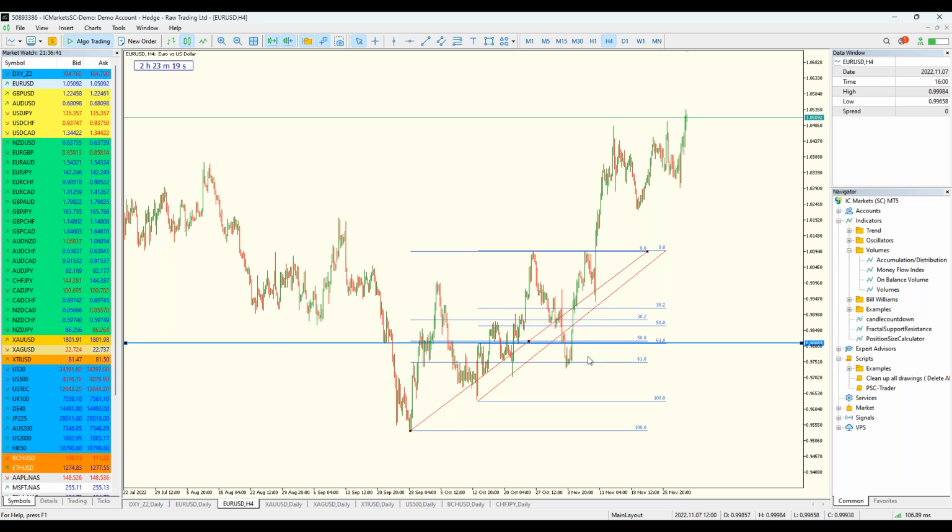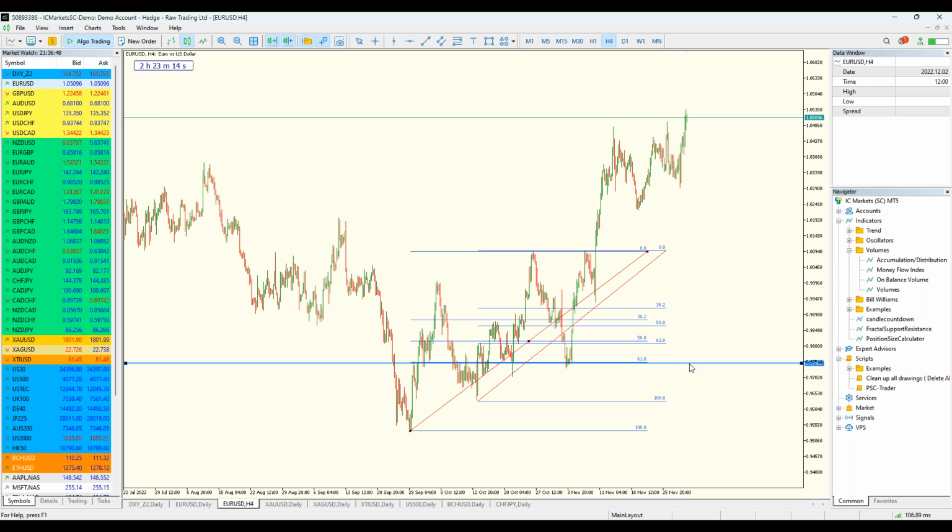And if we then get a nice strong bullish candle off that area, we would then definitely be considering taking it. So in this case, though, we didn't get a support resistance level there.